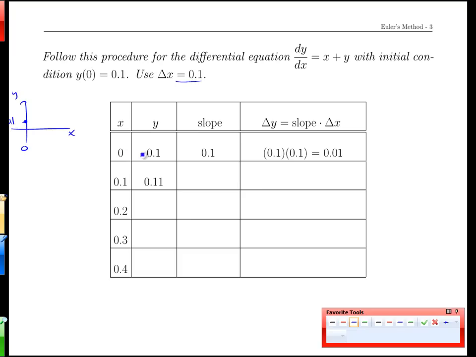So here's an example. x and y are given. The slope is x plus y. So all we do is add these two together and we get our slope value, just because this differential equation is fairly simple. We just add x and y. Now, the change in y that we expect is the slope times delta x. So the slope is here, then we have delta x, and that gives us a change in y of 0.01.